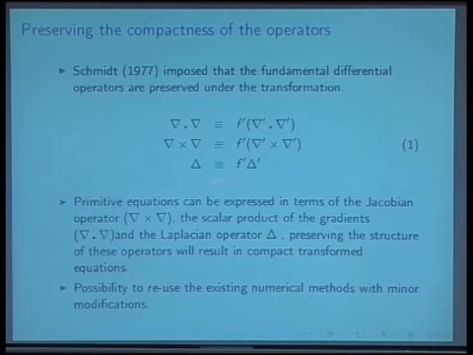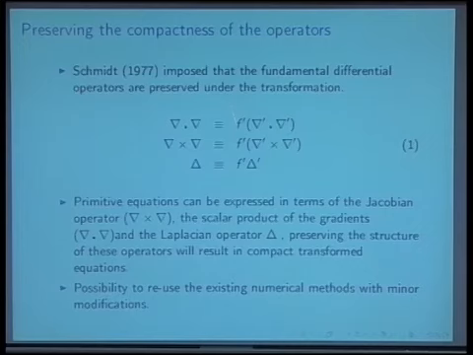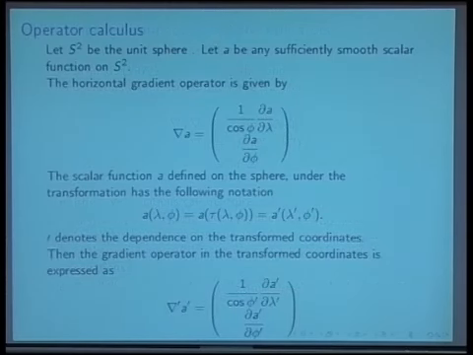So, the observation is that the primitive equations are indeed expressed in terms of these complicated operators. So, if you preserve this, the transformed system will also be similar to the original system with some scaling by the factor f. The advantage is that when we do that, it is possible to reuse the existing numerical methods with minor modification. So, this is the calculus, basically how this equation was set up.